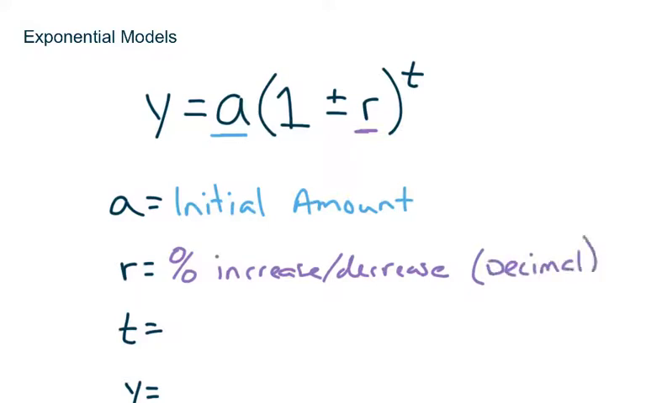And the key here with the percent increase or decrease is that it has to be in decimal form. So if it's a 5% increase, your r value is going to be 0.05. You need to turn a percent into a decimal. If you ever see the percent sign, that is a percent. You need to turn that to a decimal before you can put it into your formula.